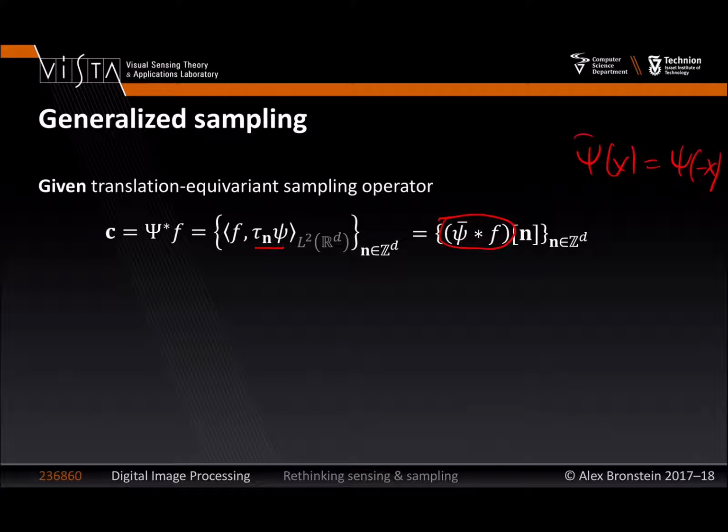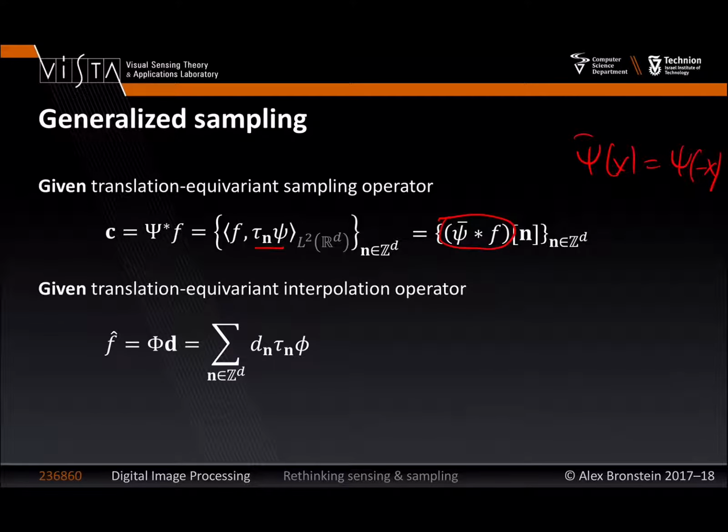And I'm a little bit sloppy here. I'm assuming that psi's are real valued. Otherwise, I need to put the adjoint somewhere, the complex conjugate. And I'm also given a translation equivariant interpolation operator. So I will take some sequence D of coefficients, and I will synthesize them with integer translates of this function phi. Okay?